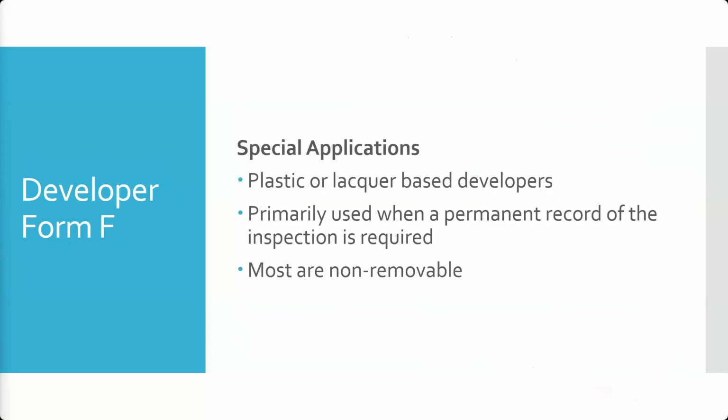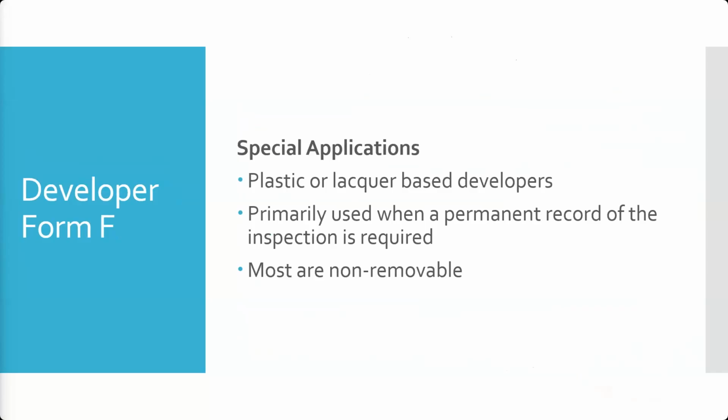Form F are these special applications, or special application developers. So they're not any one specific type of developer or one specific chemical makeup. They're everything that doesn't fit in the other categories, in the other forms. And so where you see these are plastic, the most common forms of Form F are what are called plastic or lacquer-based developers. And the idea of those is they almost act like a paint where you spray them on, and then as they dry, they blot the dye out, but then they harden and they leave a permanent indication on whatever it is that you're inspecting.